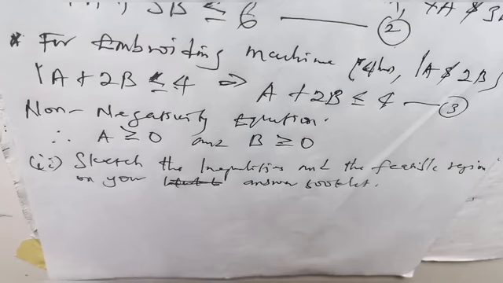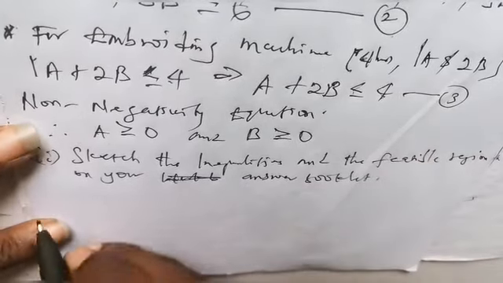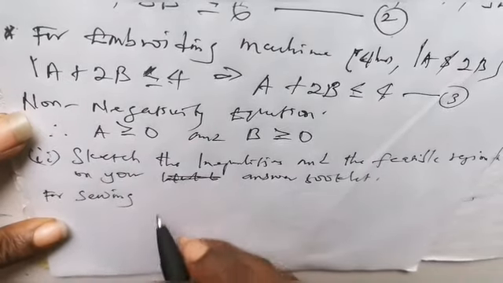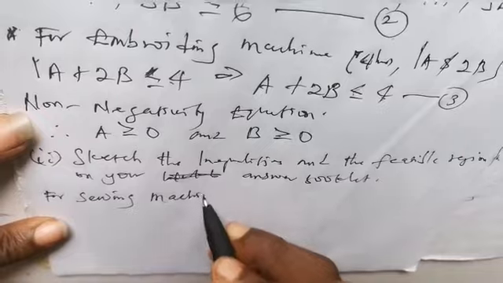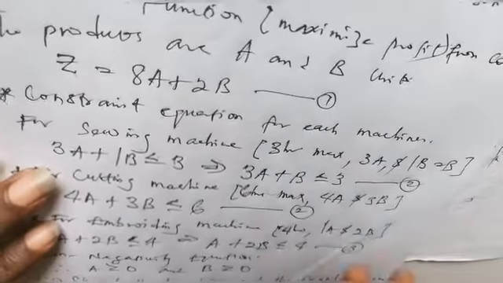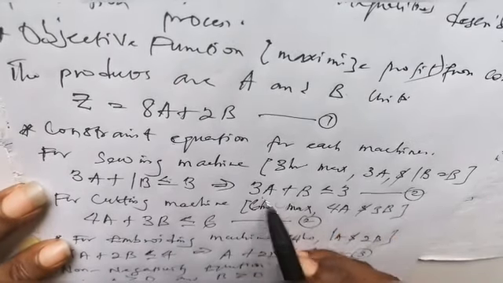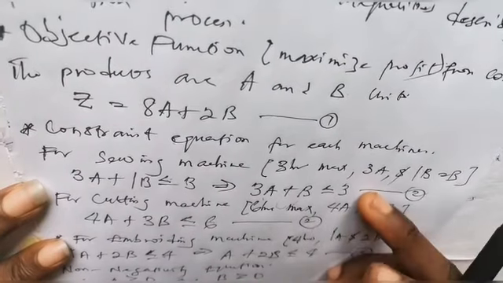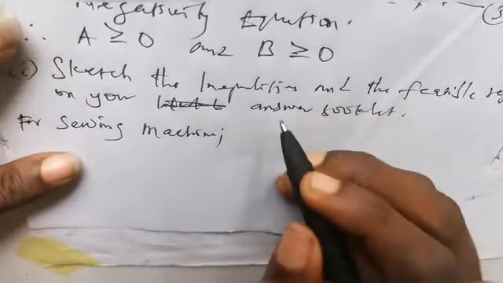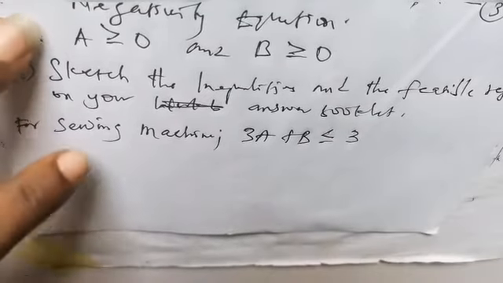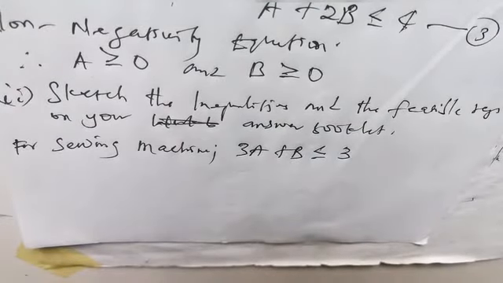That's what you do. Now, for the first case, we started with the sewing machine, so let's also continue with the sewing machine first here. For the sewing machine, we obtained its inequality: 3A plus B less than or equal to 3. So let's pull back this equation, 3A plus B less than or equal to 3. This is the first equation for the sewing machine. Now, we want to actually solve.